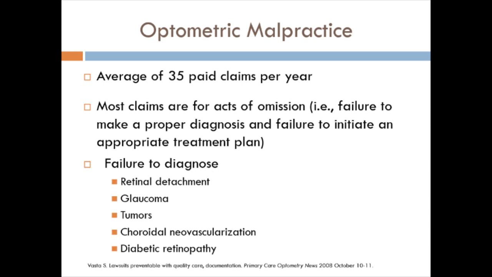And I put this slide in here to kind of quell that. There's an average of 35 claims paid each year on optometric malpractice. When you consider that there's 40,000 optometrists in the country and the millions of people that we examine every year, to have only 35 adjudicated claims a year is really a testament to our skills and abilities, and that we don't overreach. We don't do things that we can't do. We're very careful, and the statistics show that.